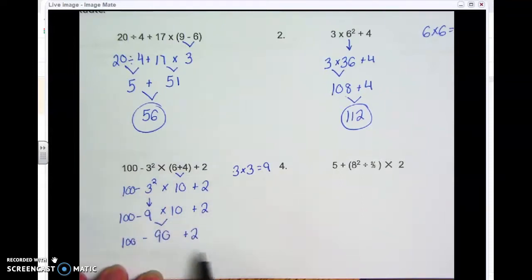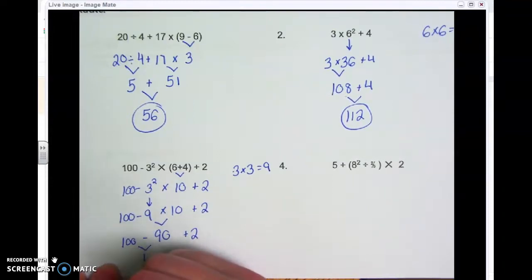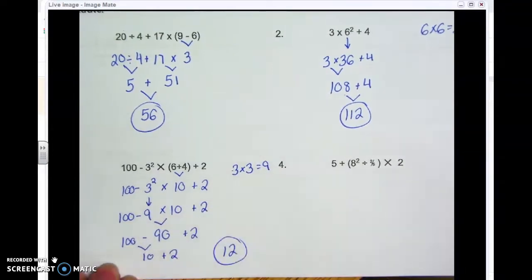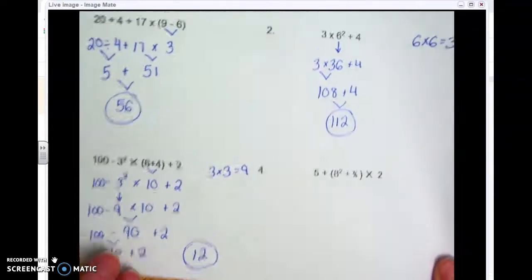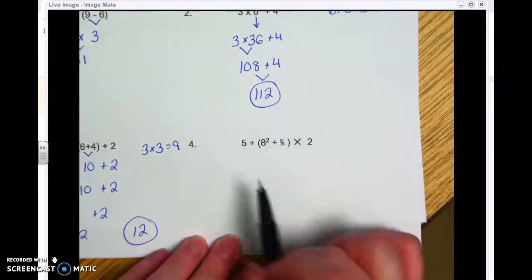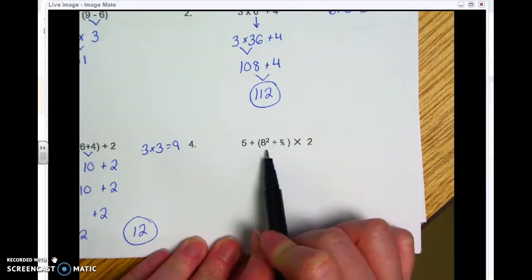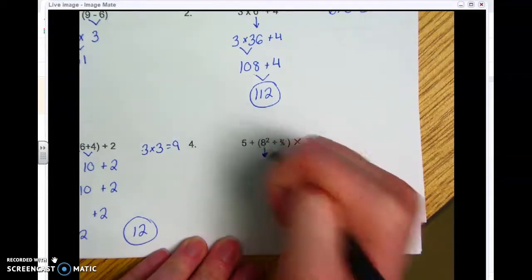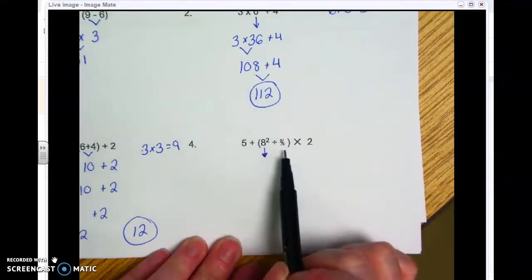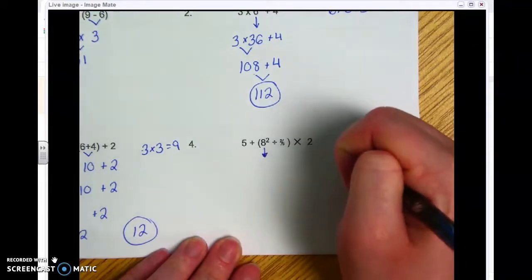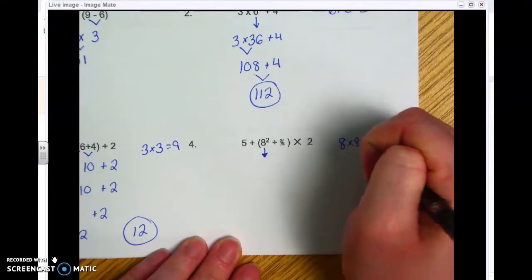Okay, no multiplication or division, so add and subtract. I see both, but I have to work left to right. So 100 minus 90 is 10, plus 2 is 12. Okay? Last one that we're going to do for practice, I'm looking for parentheses, and I see it. Now, in there's a couple operations, so I'm going to do the exponents first, because I kind of start over. Okay, once I find the parentheses, I look, are there any parentheses inside? No, but there's an exponent. So 8 times 8 equals 64.